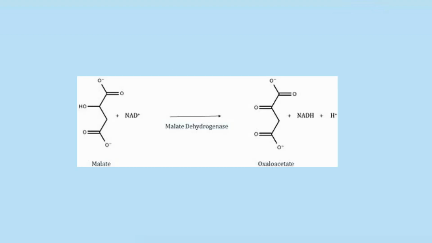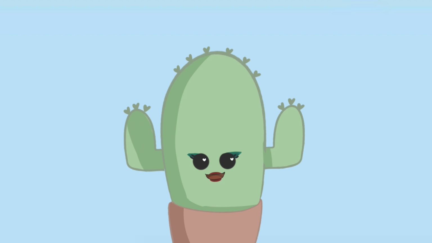That reaction will look like this. But a trivia, MDH catalyzes a reversible reaction, which means it can either apply electrons to oxaloacetate or take electrons away from molecules of malate.